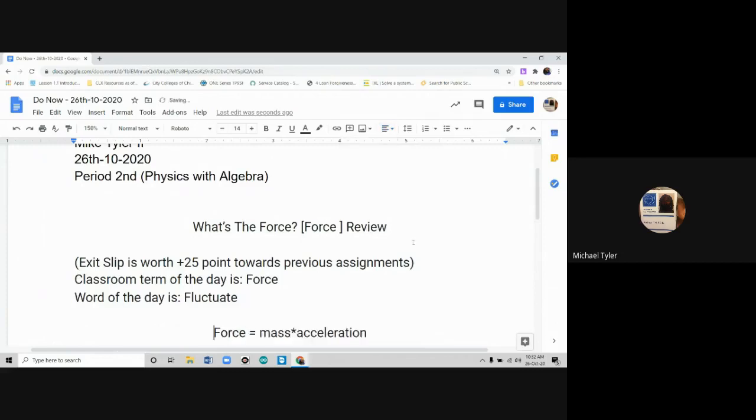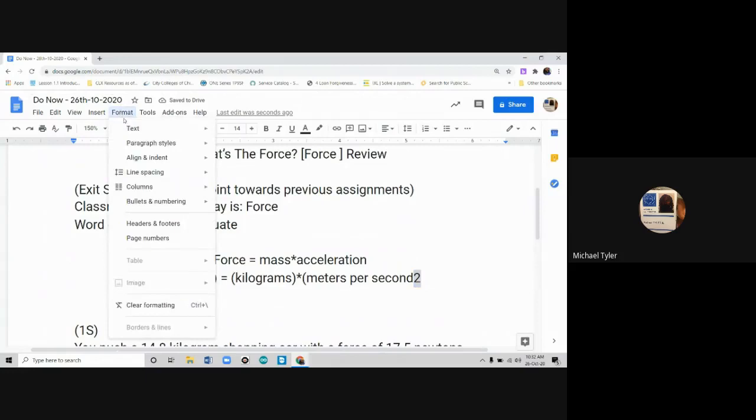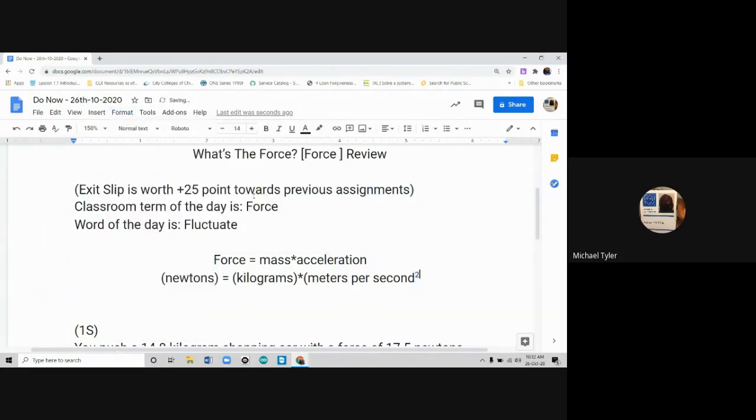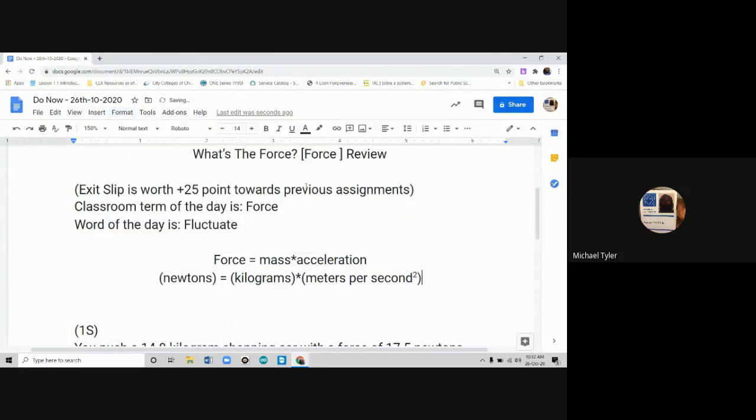So center this. And what else do you need? So force is measured in newtons. It's equivalent to mass, which is measured in kilograms, multiplied by acceleration, which is measured in meters per second. And don't forget it's squared. So you can put a 2 there, highlight the 2, and raise it to a power, because that's what we're trying to say, squared. And then close parentheses. So that is how it's measured. Now, what about, let's come over here.